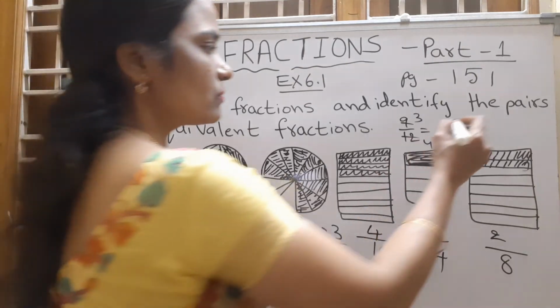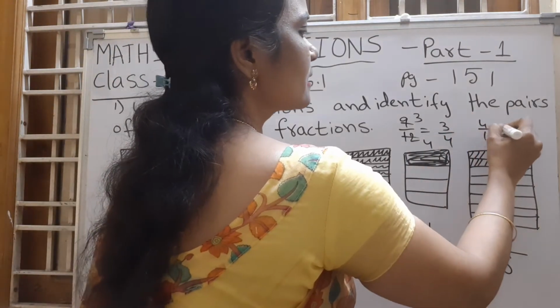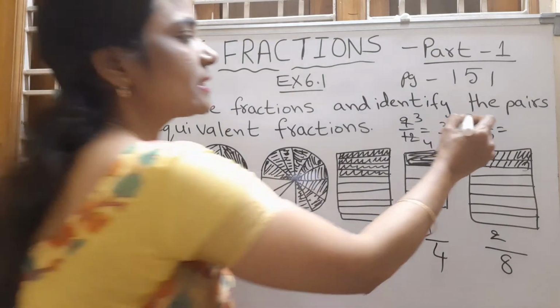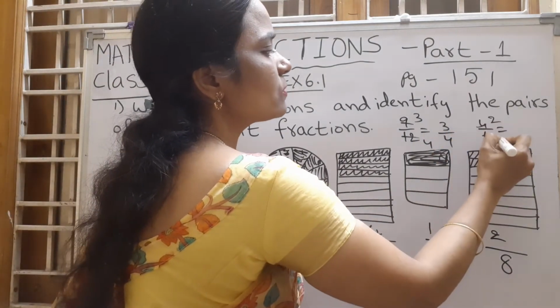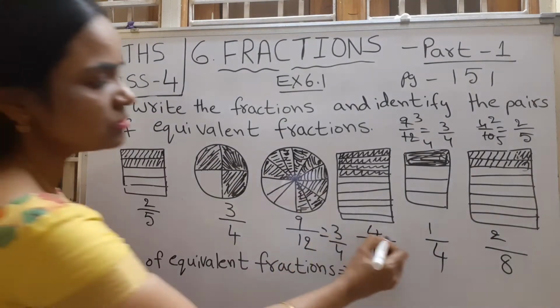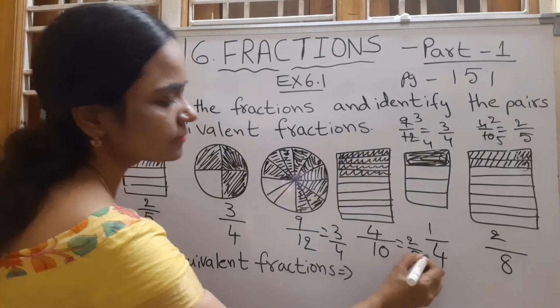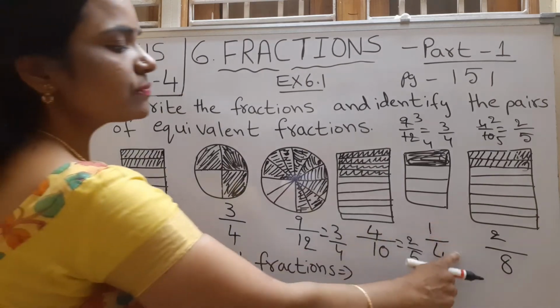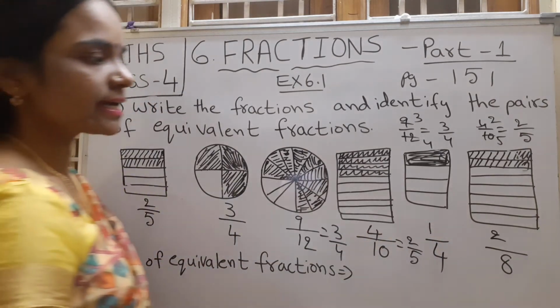Next coming to 4 by 10. Simplify that also. In the 2 table we will get how many times? 2 2s are 4, 2 5s are 10. Its value is 2 by 5. What is the 4 by 10 value? 2 by 5. Next, 1 by 4 is the simplest form. Final form, we cannot simplify.